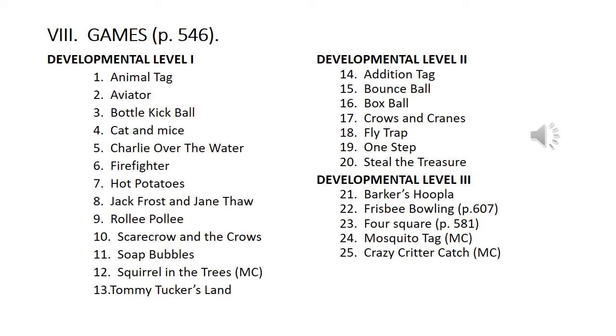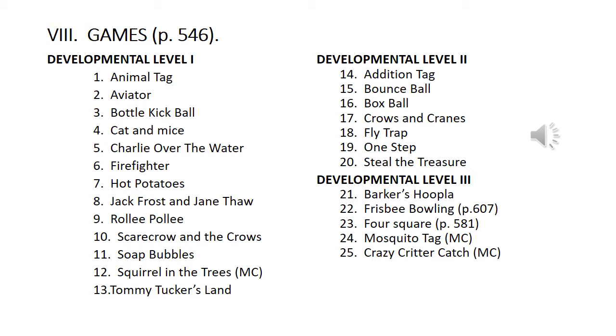But what I want you to look at on page 546, they say developmental level 1. What does that mean? Developmental level 1 activities apply to grades kindergarten through 2nd grade. Developmental level 1 is for grades kindergarten through 2nd grade. So you need to know that. They talk about that in the book on page 546.